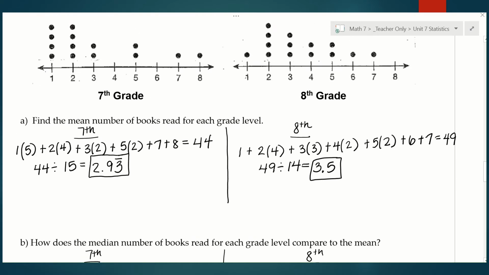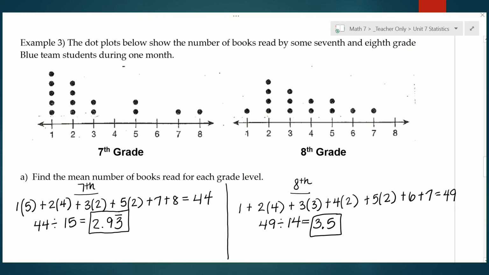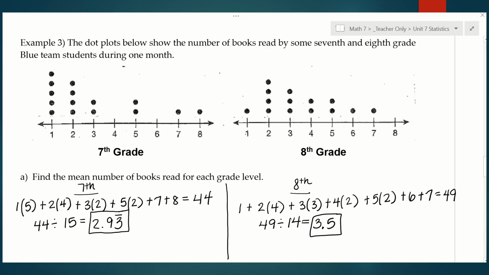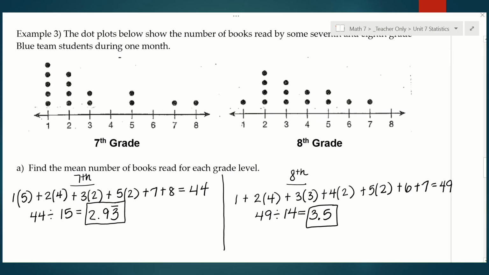All right, so we are going to have to cross off to find our middle here. Let me get a different color again. Okay, so I'm going to start with 7th grade, and I'm going to cross off from the ends. I'm going to say this one with this one with this one. So I'm getting that 2 is my median for 7th grade.